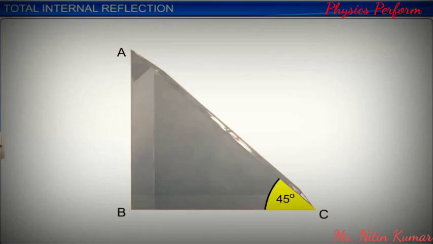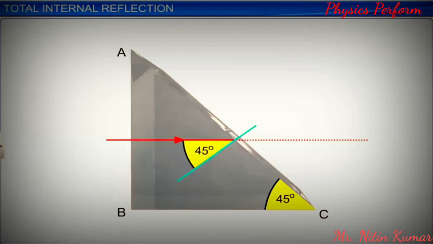Light incident normally on side AB passes without deviation and is incident on side AC at an angle of 45 degrees. Since the angle of incidence is greater than the critical angle, the light is totally internally reflected and is deviated from its original path by 90 degrees.